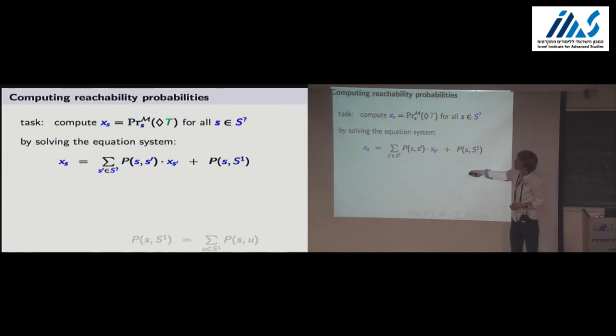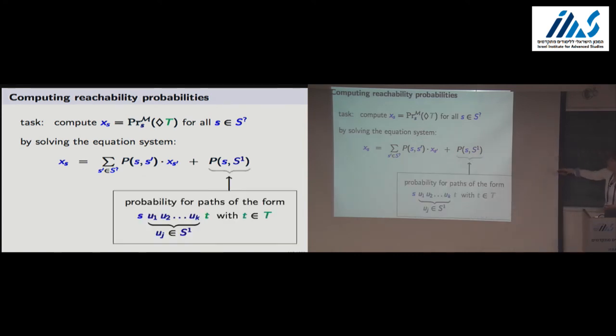And here we only consider the states in this area S question mark. For the states in S0, we can simply ignore them here. And for the states in S1, where we know the probability is 1, we can simply deal with the probability to go directly from S to such a state. Now, this last value here stands for the probability to move from state S to T via a path that, except for the first state, consists of states in S1.